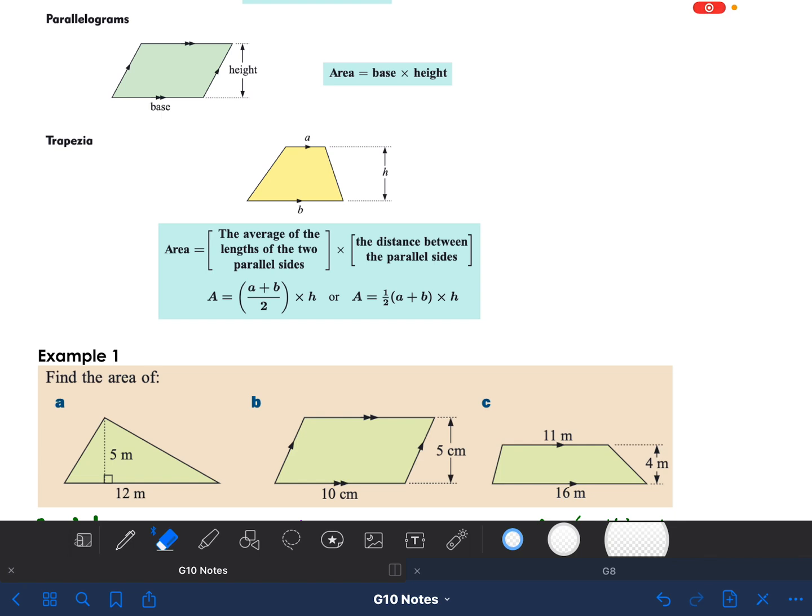So for triangles, sometimes people forget that the area of any triangle is base times height divided by 2. So any triangle, as long as you know the base, in this case 12, and the height, in this case 5. 5 times 12 is 60, divided by 2, that's 30.